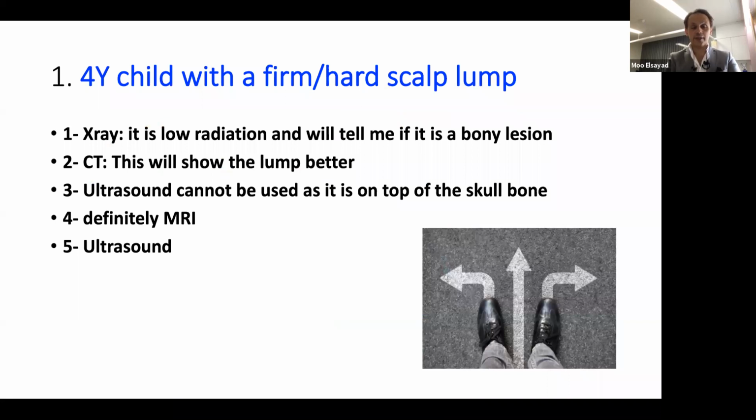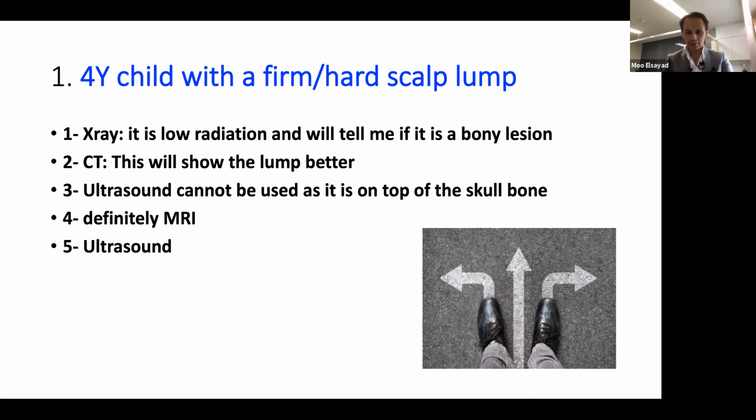Now, this is the first child scenario: 4 years old with a firm, hard scalp lump. The options are, what would you ask for? Number one, X-ray, CT, ultrasound, definitely MRI, or ultrasound. So number 3 is ultrasound cannot be used as it's on top of the skull bone. And number 5 is an ultrasound.